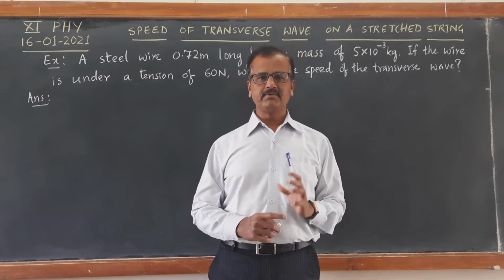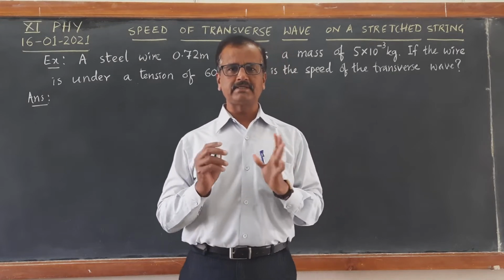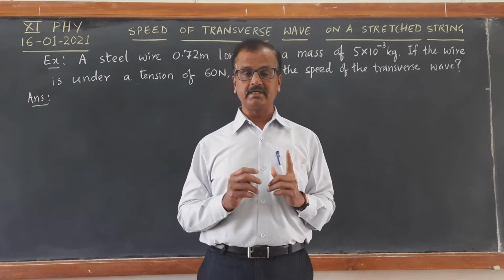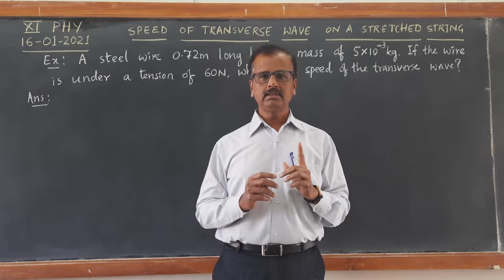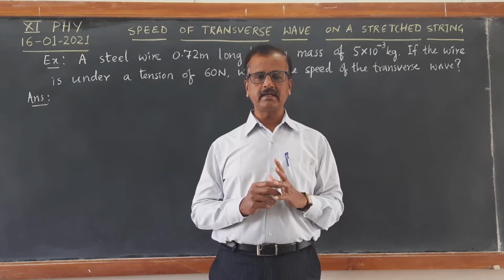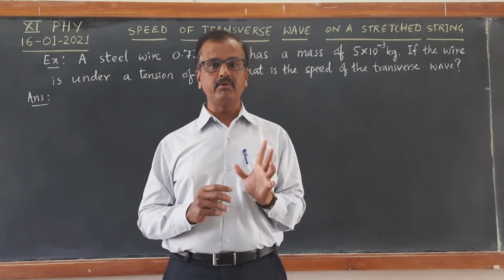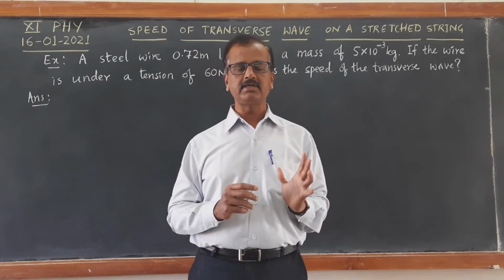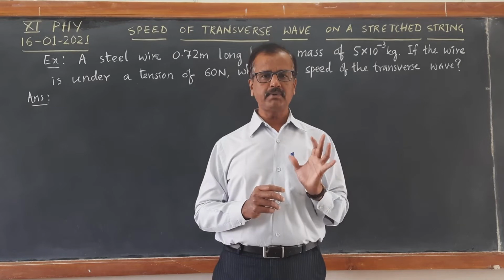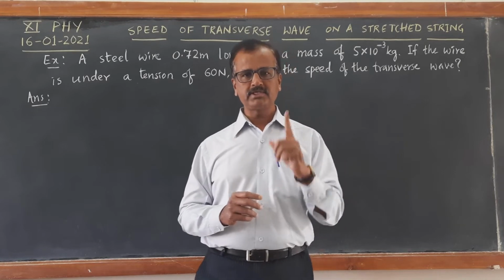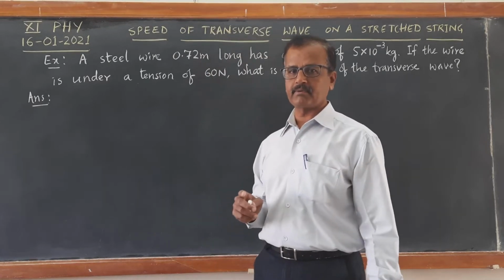In the previous session, we have studied the speed of a transverse wave on a stretched string, and using dimensional analysis, we got V equal to square root of T by mu, where T is the tension and mu is the mass per unit length. So based on that, let us see one numerical problem.